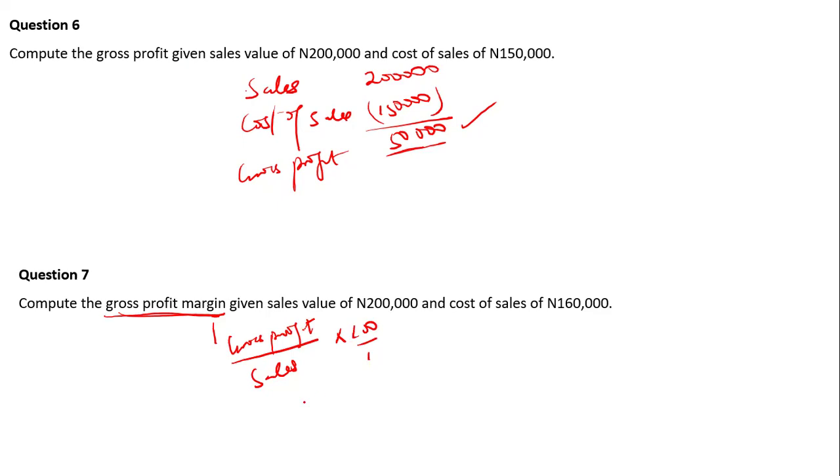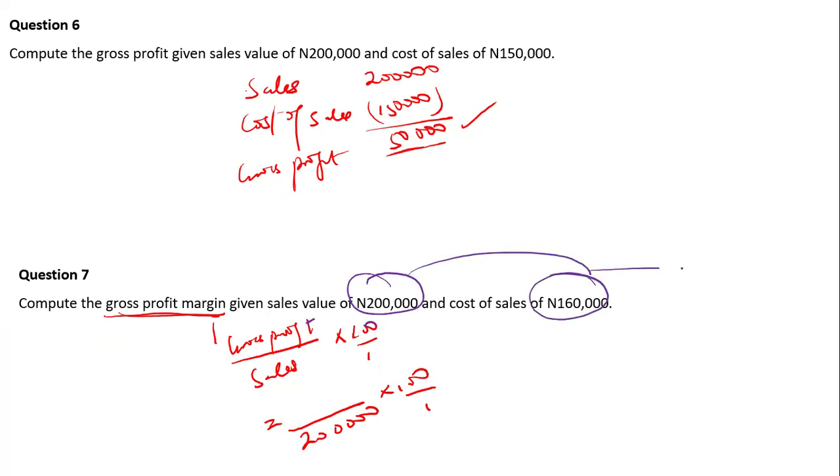Now, let's look at this question that we have. What's our gross profit? We don't know, but we know our sales is 200,000 times 100 over 1. So we need to get our gross profit. We know that the difference between sales and cost of sales will give us our gross profit, which is 40,000. So that gives us 40,000 divided by 200,000 times the 100. What will be our answer?